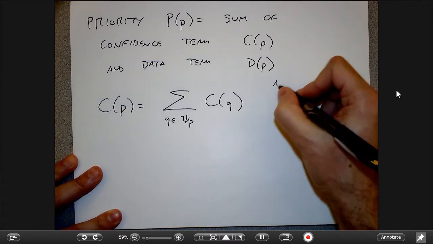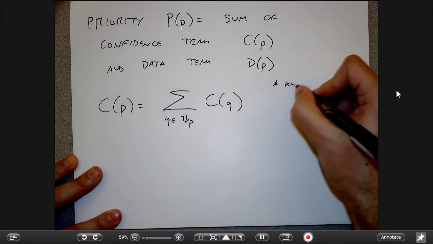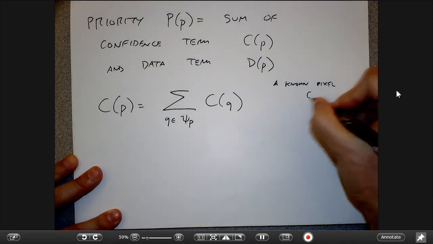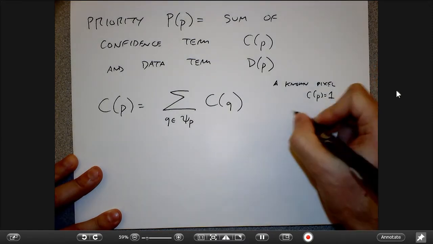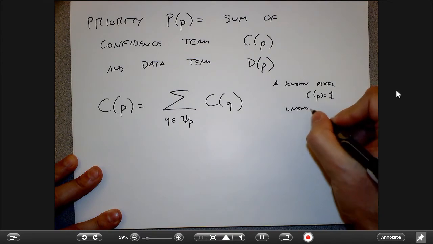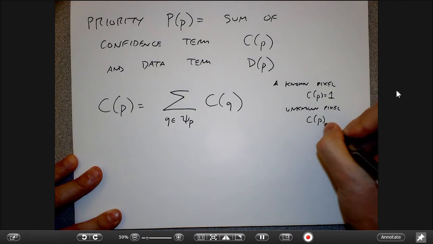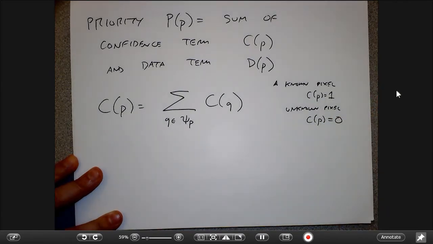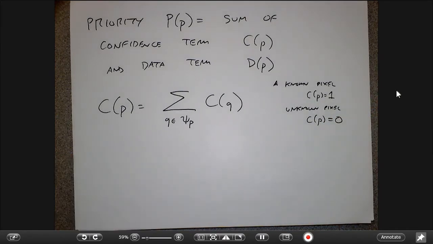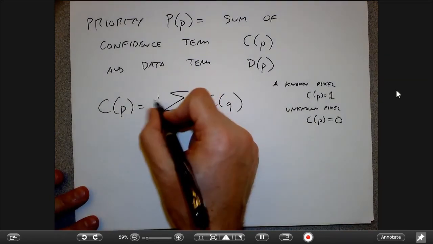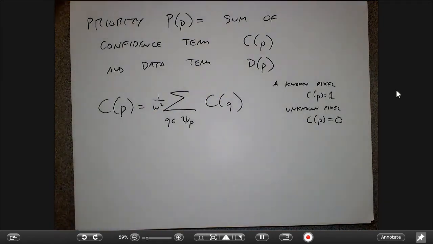And so basically, a known pixel has C of P of 1, and an unknown pixel has C of P of 0. Okay. And I guess if I wanted to, I could divide this by the number of pixels. Since that's the same for everybody, it doesn't really matter too much.